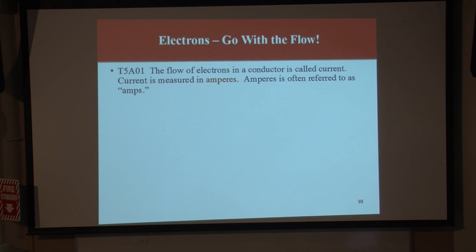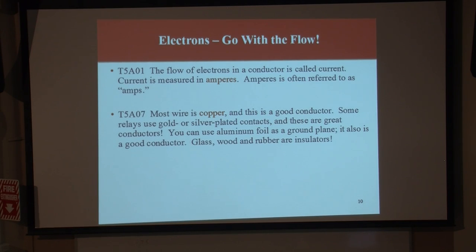The flow of electrons in a conductor is called current. Current is measured in amperes. Amperes is also referred to as amps. Most wire is copper. It's a good conductor. Some relays use gold or silver plated contacts. They're also great conductors. You can use aluminum foil as a ground plane. It also is a good conductor. Glass, wood, and rubber are insulators.